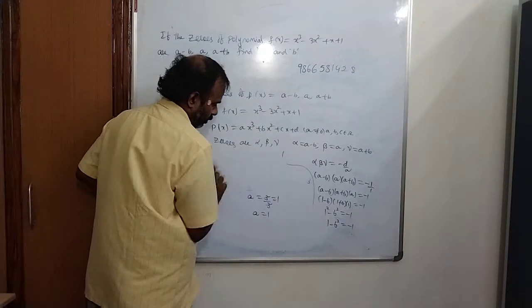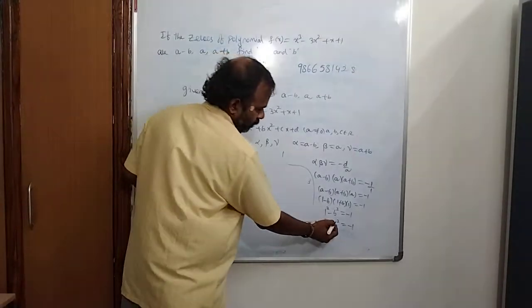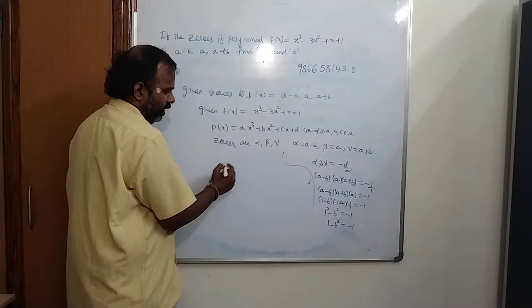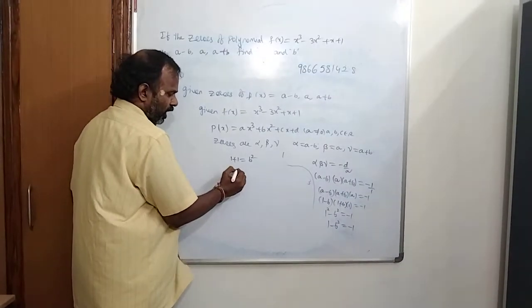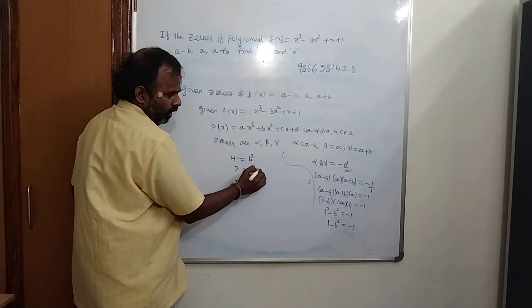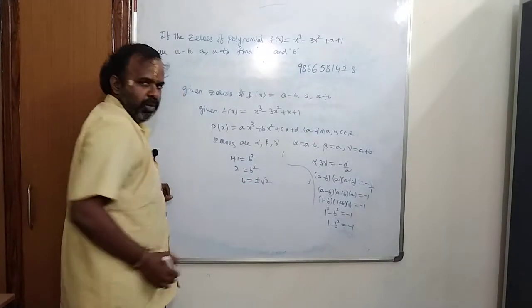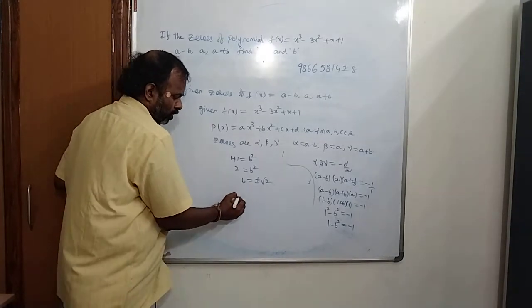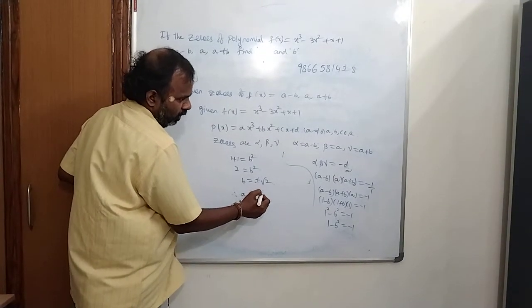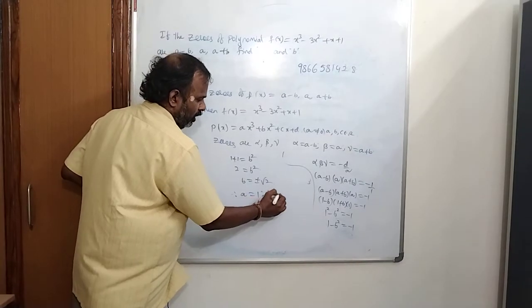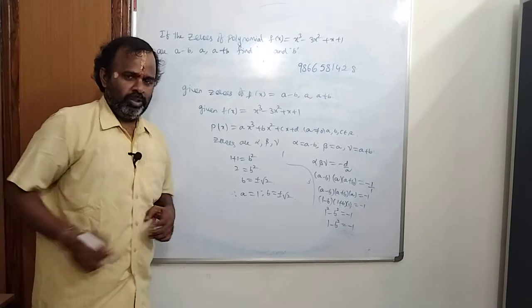So what do we get here? Take b square to the other side and minus 1 here. 1 plus 1 is equal to b square. So 2 is equal to b square. b is equal to plus or minus root 2. So therefore a is equal to 1 and b is equal to plus or minus root 2. Thank you.